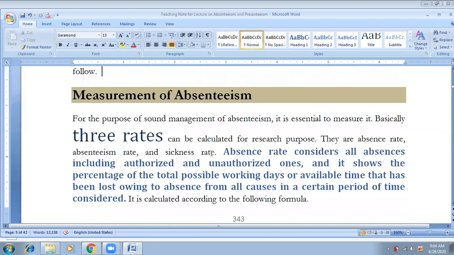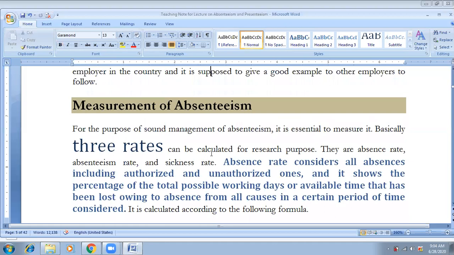Okay, for the purpose of sound management of absenteeism, we have to measure absenteeism. Several times I taught you, nothing can be successful unless it is measured. If we want to get success in something and improve it further, we have to measure the level of achievement. So measuring is indispensable. Basically, three rates can be calculated for research purposes.